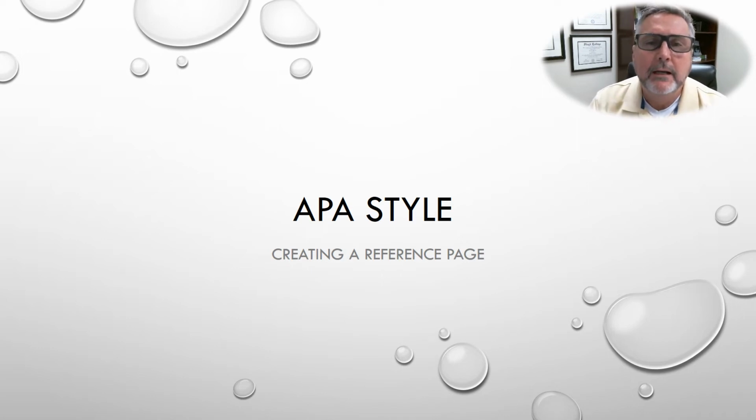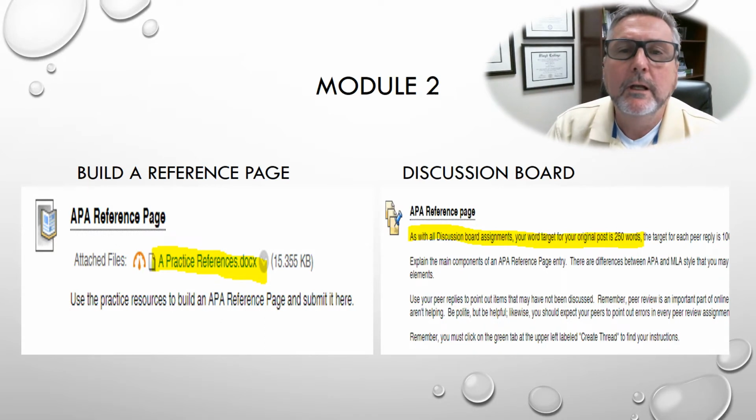All right, so now that I've explained a little bit about the APA style and the relationship between the in-text citation and its connection to the entry on the reference page, let's talk briefly about your actual assignment, what you're going to be doing in Module 2 to create an APA style reference page. So let's begin in Module 2.